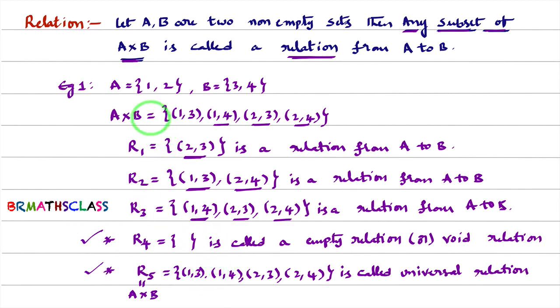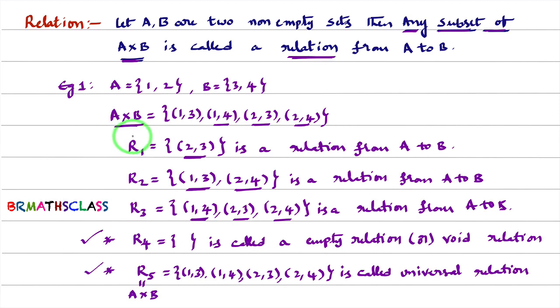You observe here for A cross B, how many relations are we writing? Here I wrote 5 relations. Like that, you can write some other relations also. But the point is, how many relations can we write from set A to B? Here, how many subsets are possible for A cross B? That many relations we can write. Please try to understand. How many subsets can you write for A cross B? That many relations are possible.